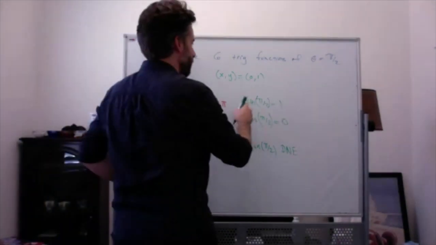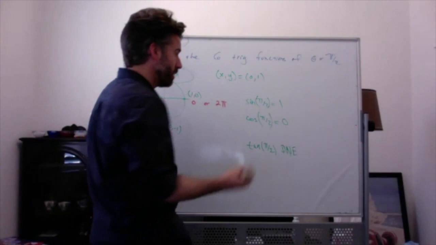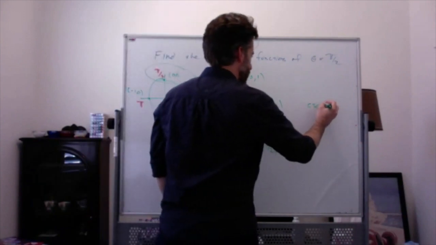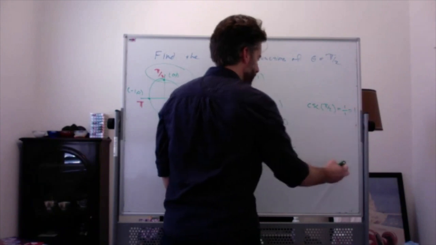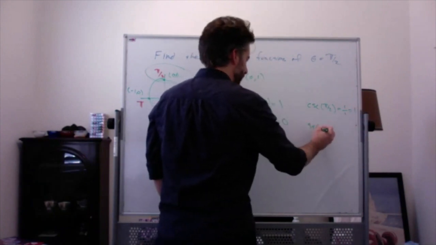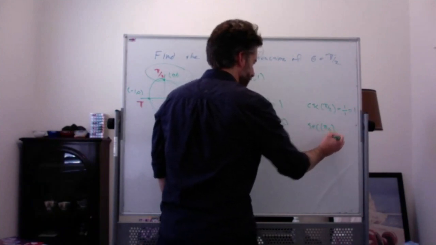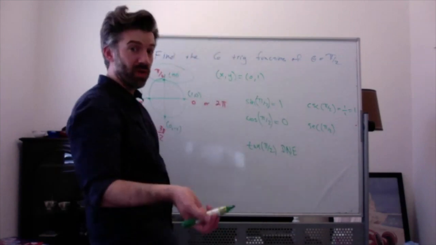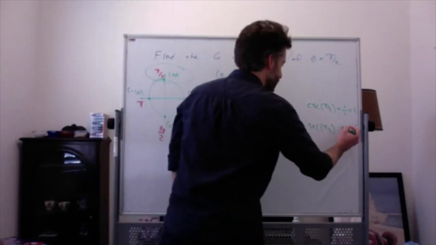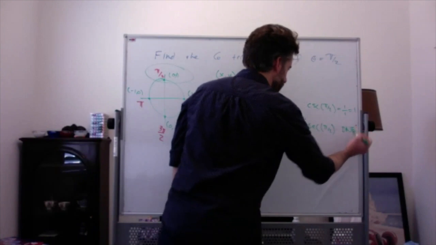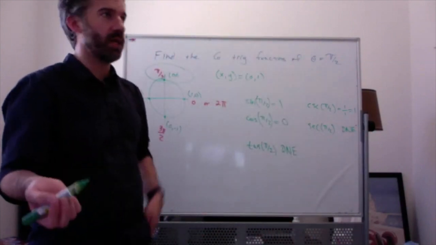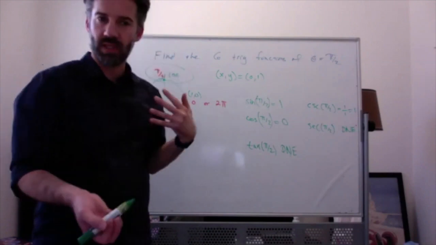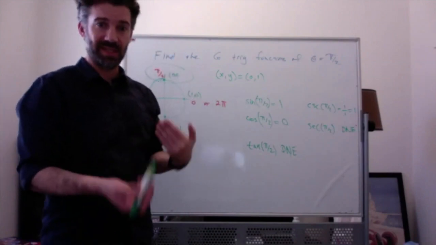All right, and then the rest of them are the reciprocals. So cosecant of pi over 2 is 1 over 1, which is 1. Secant of pi over 2 is going to be 1 over 0, which also does not exist. Right, so whenever you have 1 over 0 or negative 1 over 0, you're getting something that does not exist.